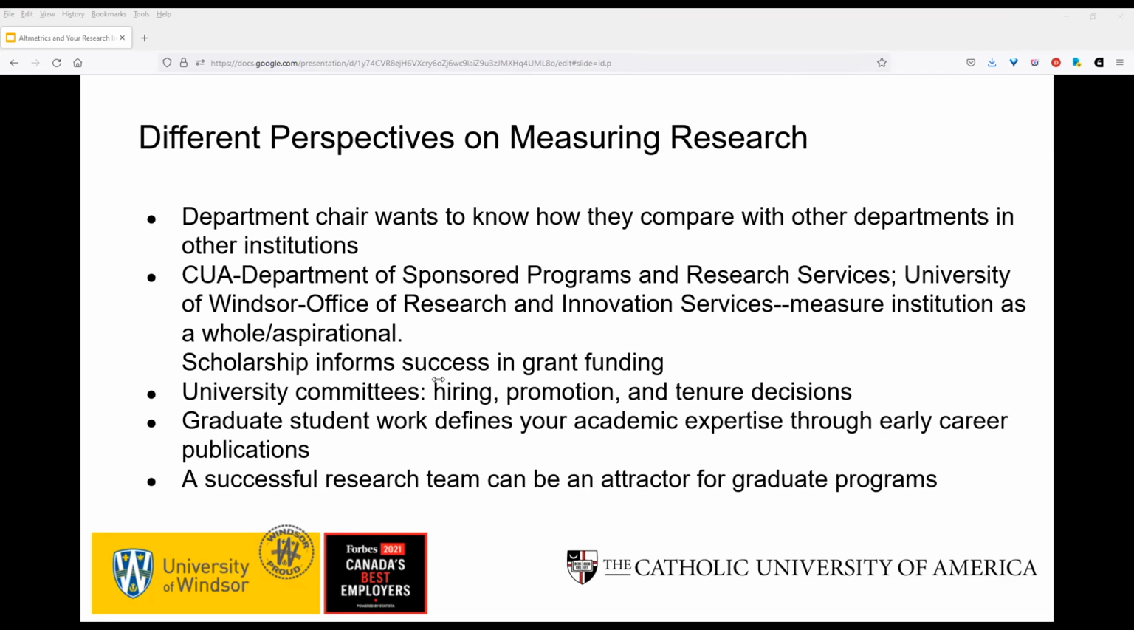Another stakeholder are university committees. Metrics are one factor in hiring, tenure, and promotion decisions, so you always want to be aware of those. Then for graduate students, their work will define their academic expertise through early career publications, and metrics will play a role there. And last, a successful research team can attract students to graduate programs given really good metrics.